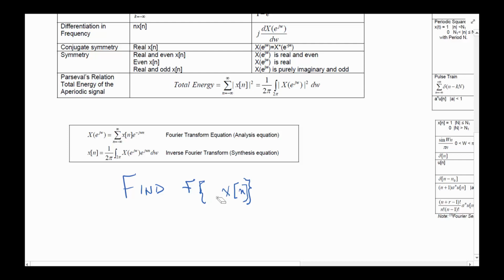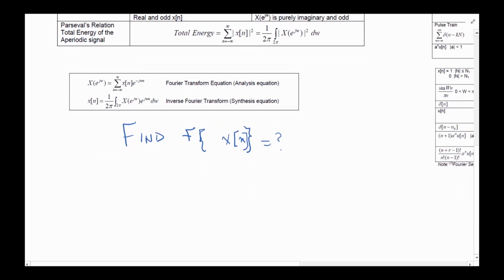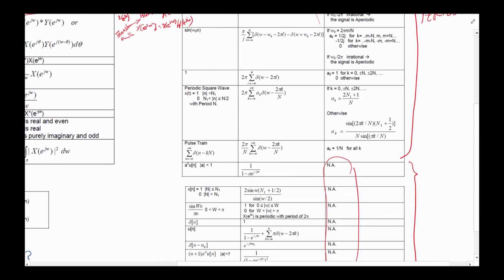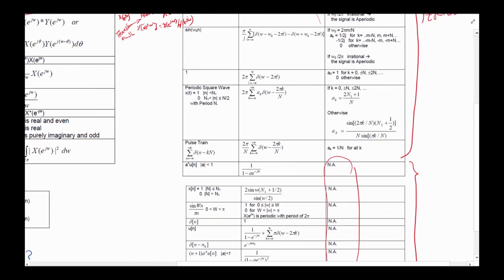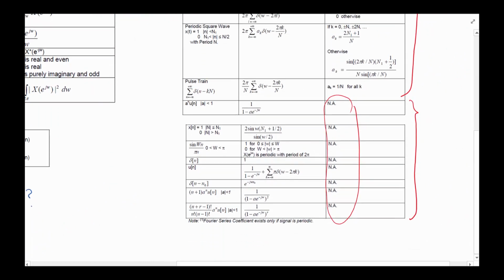Okay, so if that's the case, then there are going to be 3 cases. One could be simple enough that we can look at the table and find out. For example, they say x of n is equal to the step function, or let's say 5 times the step function u of n. We go over to this table. That's the immediate thing you want to do: go to the table and see if there is a u of n.